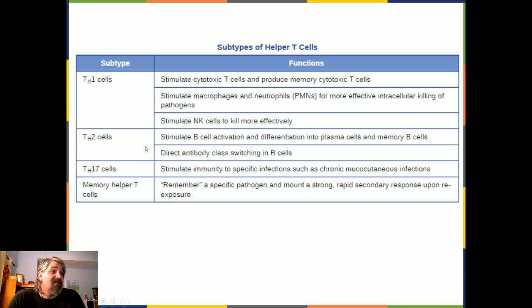Helper 2 cells stimulate B cell activation and differentiation into plasma cells and memory B cells, which we'll go over in a bit, and direct antibody class switching in B cells. Helper 17 cells stimulate immunity to specific infections such as chronic mucocutaneous infections. And memory helper T cells remember a specific pathogen and mount a strong, rapid secondary response upon re-exposure. Those are our helper T cell subtypes.